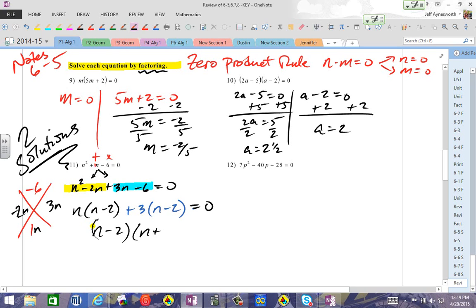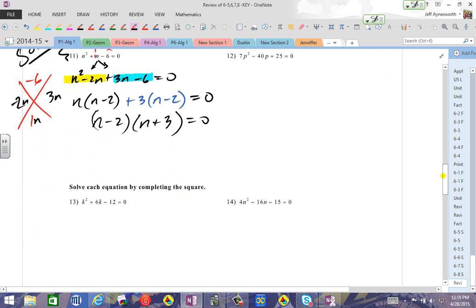So n plus 3 equals 0. Now we have a zero product, so we separate and make 2 equations. One has to be 0, right? So 2 minus 2 is 0, so n is 2 here. Negative 3 plus 3 is 0 here, so n equals negative 3.